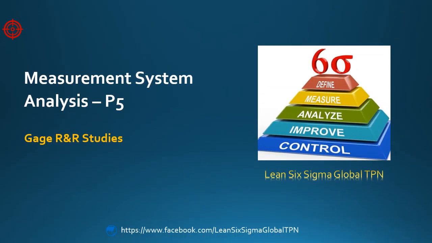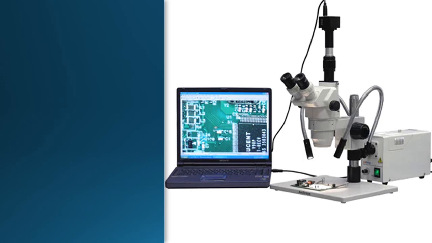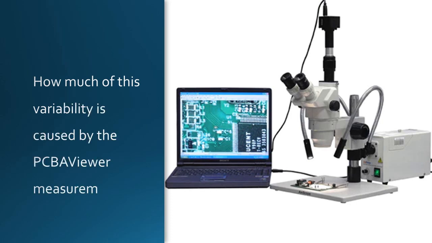So let's talk about Gage R&R studies in the measurement system analysis. In the last lesson, we considered the problem in precision that can result from the PCBI viewer measurement tool used by the PCBI Pro to measure distances between components on circuit boards. Remember, precision refers to the variability in our measurements, and we want to know how much of this variability is caused by the PCBI viewer measurement tool.